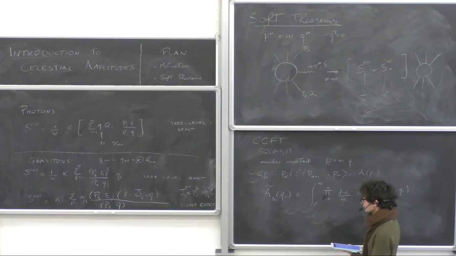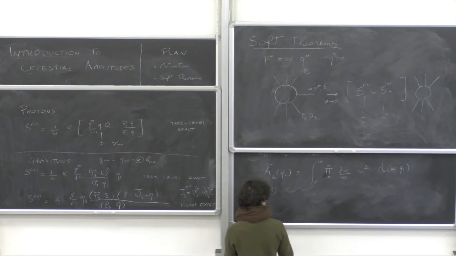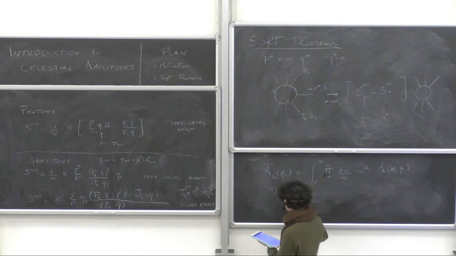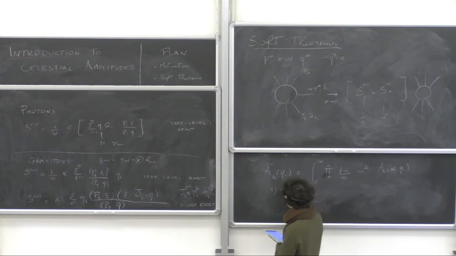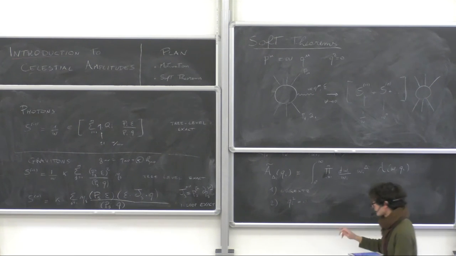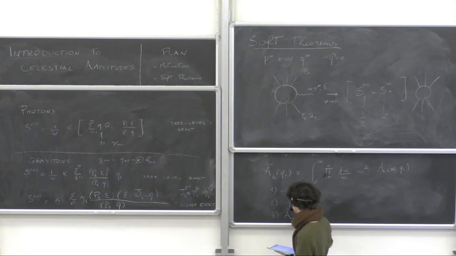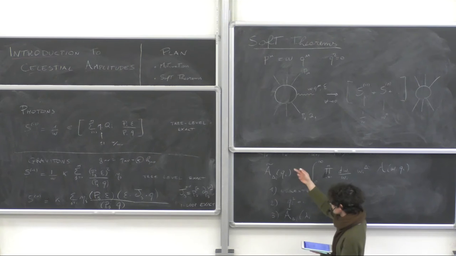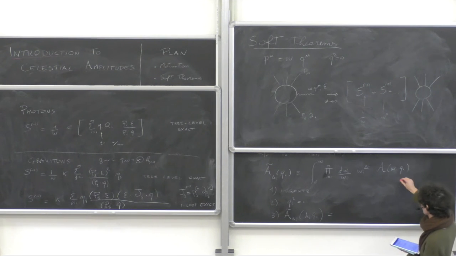This definition has three properties that I want to spell out. The first one is that it's Lorentz invariant, as a function of q_i. It's Lorentz invariant, of course. A second property is that it's defined in a space where all the q_i squared to zero. And a third property, which is easy to check, is what happens if you rescale all the momenta, all the q_i, by some lambda.